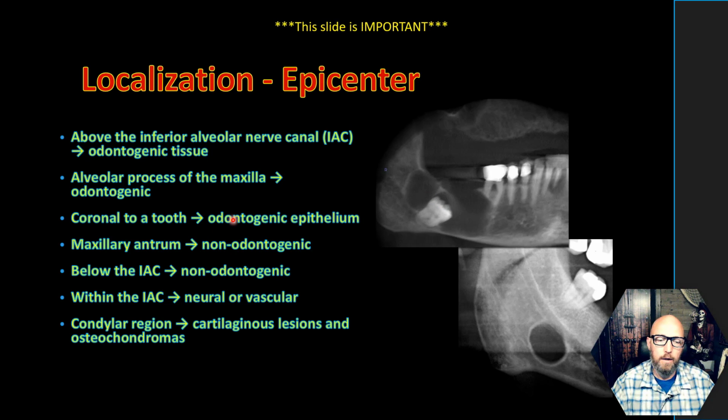That can be a lot of things. It could be a dentigerous cyst. It can be ameloblastoma. Those are odontogenic epithelial lesions. And we already covered this one. If it looks like it's something coming from the maxillary antrum or the sinus, it's likely not going to be odontogenic.